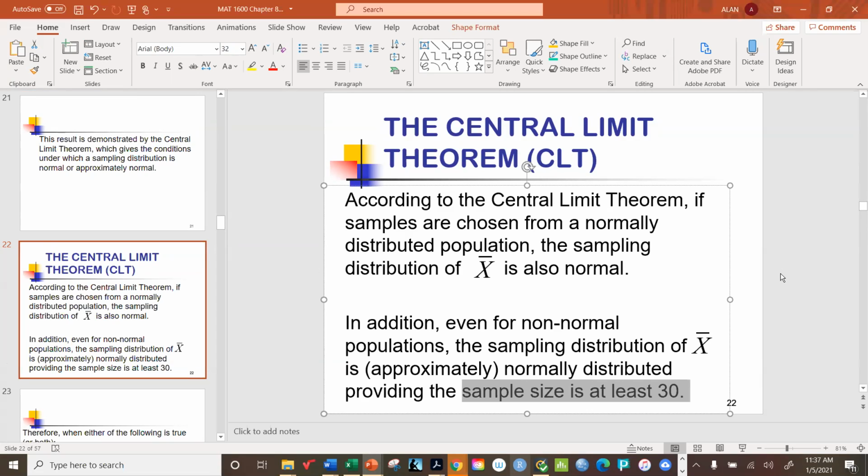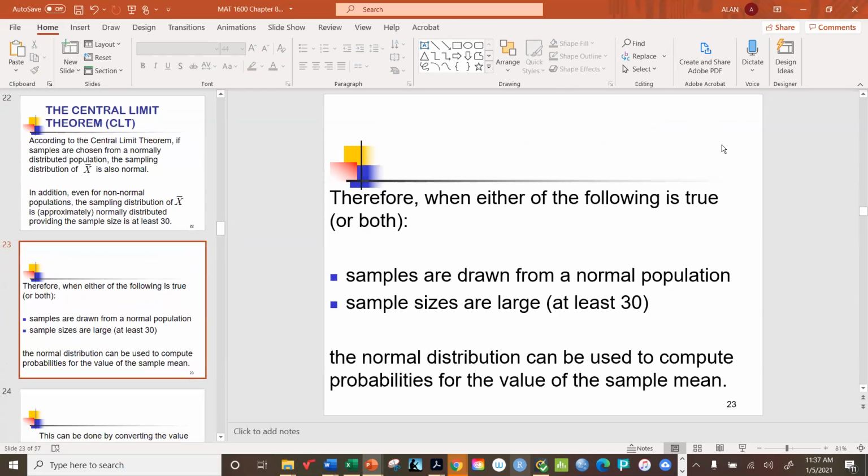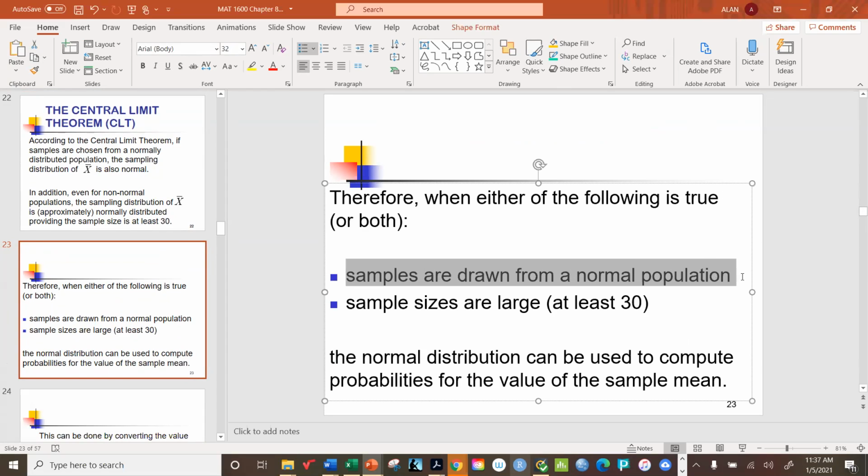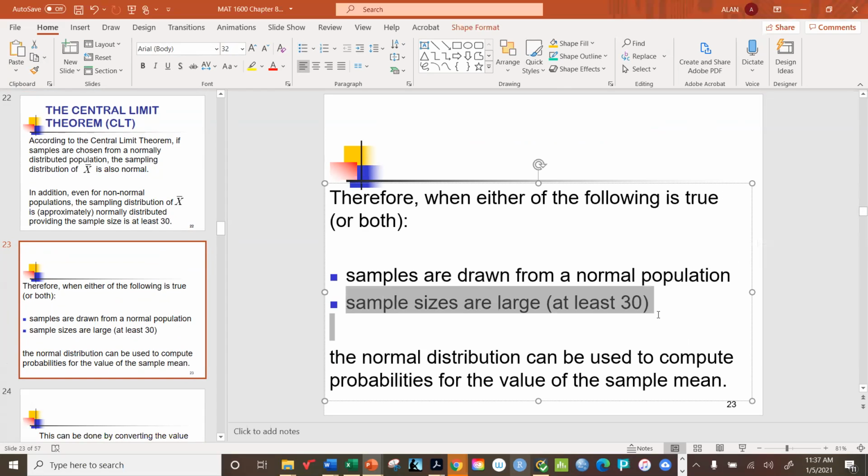Okay, but then remember the two key things. If the underlying population is normal, then we're all set. Or else if the sample size is at least 30, then we don't have to worry about this. Then we know that our sample means will be normal, which makes it much easier to calculate probabilities. So if either of these is true, it just has to be one of these, not both, then we can go ahead and use the normal distribution to come up with probabilities for our sample mean.